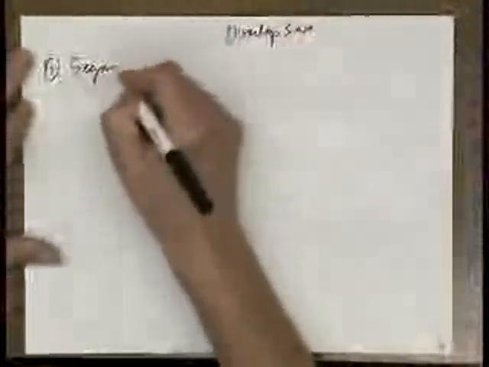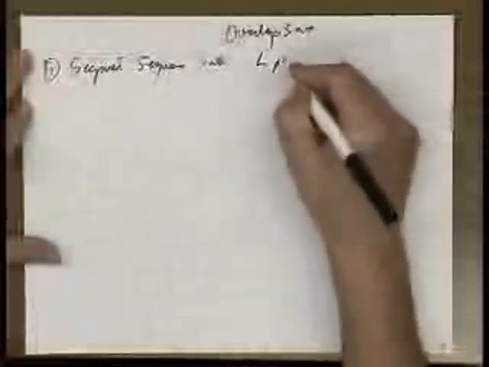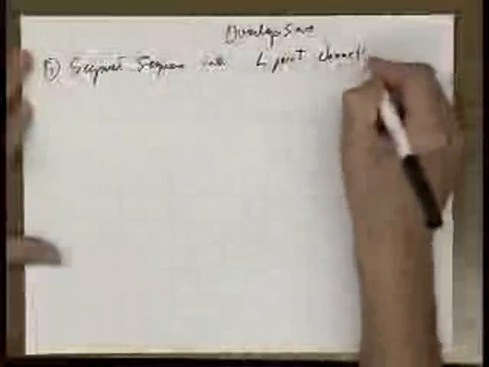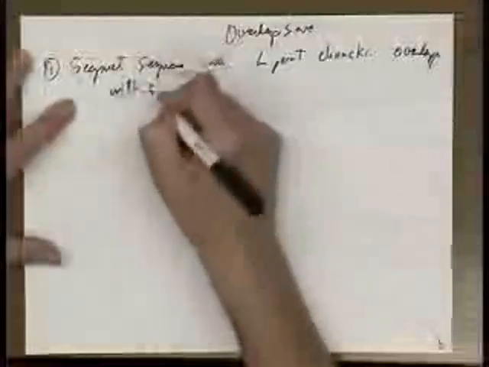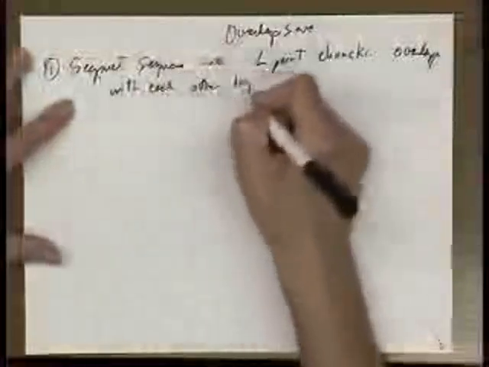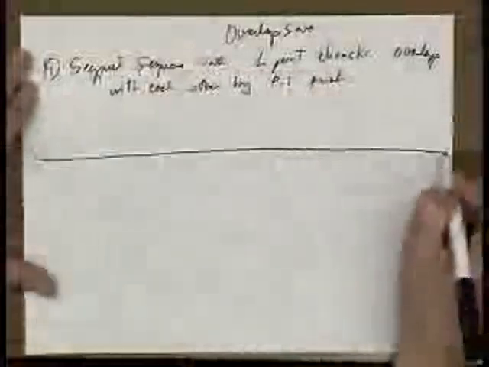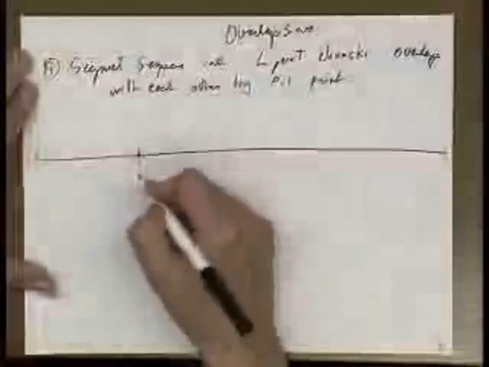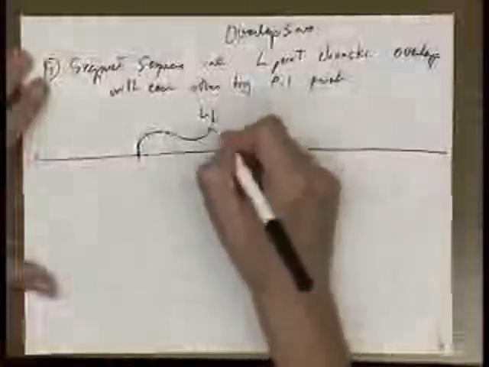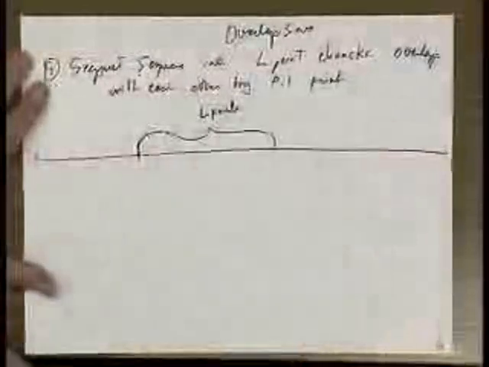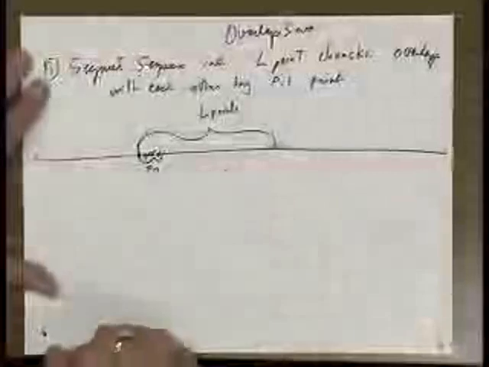What I mean is segment your sequence into L point pieces or L point chunks again, that overlap with each other by P minus 1 points, because that's how many points are garbage. And so what do I mean by that? If this is my long sequence, here's one chunk, for example, that's L points long, okay? And I know that the first P minus 1 are just garbage.